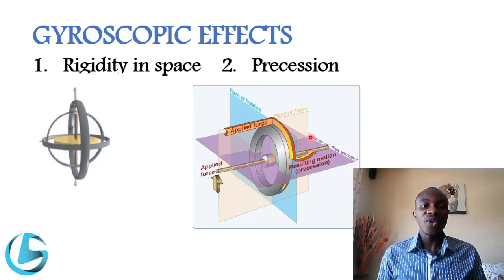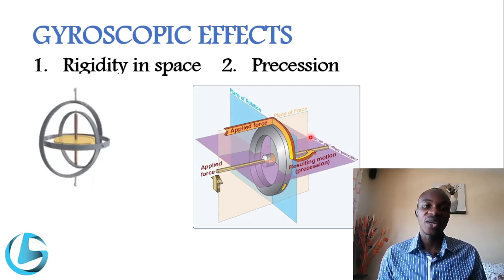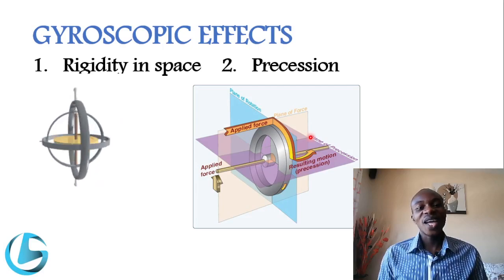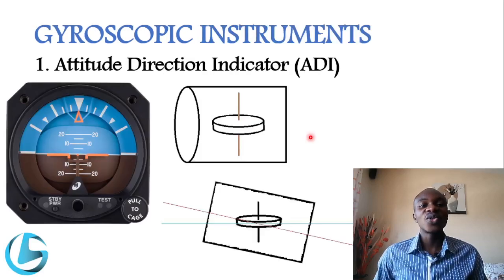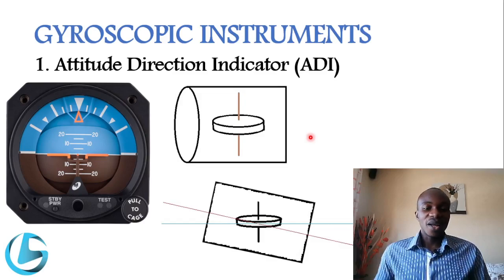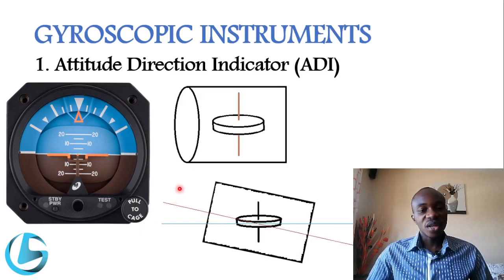We look at the 3 instruments that are found in the basic 6 that use the gyroscopic principles. And the first one is the attitude direction indicator. This diagram, as you can see, is our ADI, attitude direction indicator. First of all, an attitude direction indicator is used to indicate the pitch attitude of an aircraft and the roll or bank attitude of an aircraft.